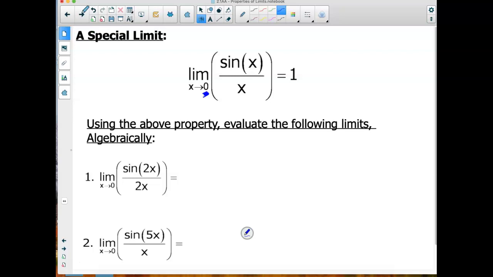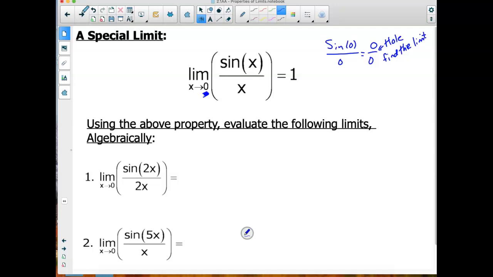Now, what we're going to do is evaluate this little bugger quick. We look at this and say, what the heck is the sine of 0 divided by 0? The sine of 0 is 0, so 0 over 0. Whoa, what is that? That's a hole. There's a hole in the function. Remember what that means: find the limit, because it exists.